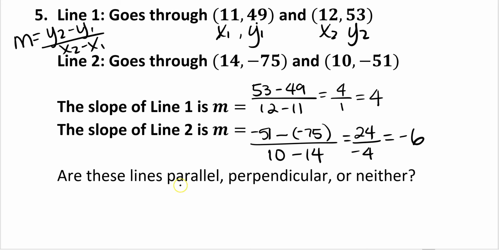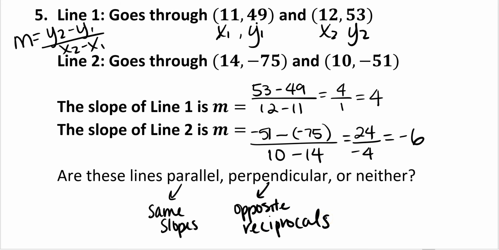So parallel lines have the same or equal slopes. Perpendicular lines are opposite reciprocals, which basically means they would be flipped and opposite signs. And then neither means it's neither one of these. So in this case we have 4 and negative 6. So the answer here would be neither. These lines are neither parallel nor are they perpendicular.